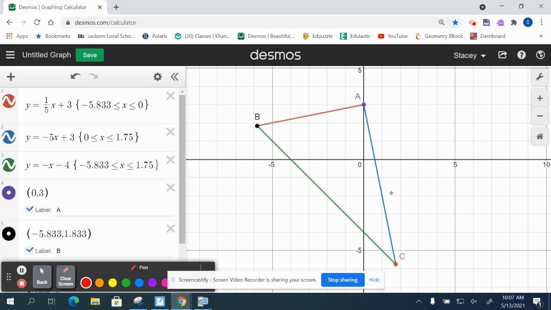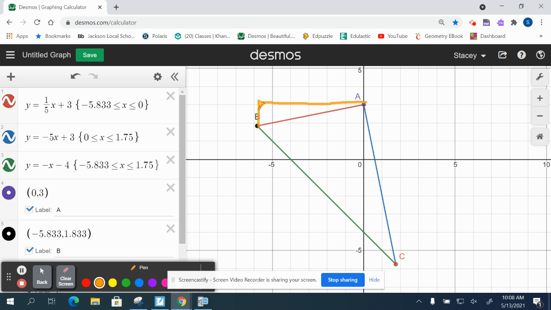So I'm going to draw maybe, oh, that's weird. Okay, let me try again. Okay, there we go. So I'm going to draw a right triangle here, and then to figure out the width and the length, the width is going to be your vertical, so your y values.